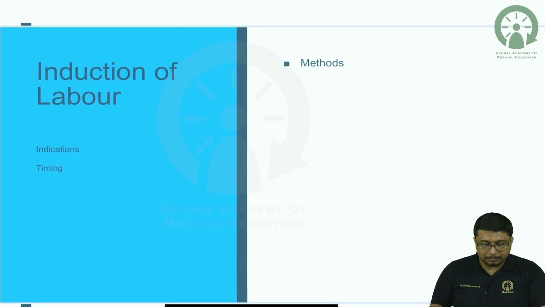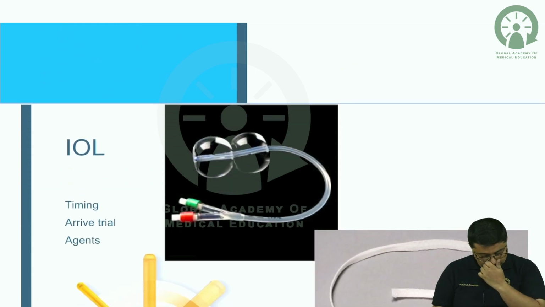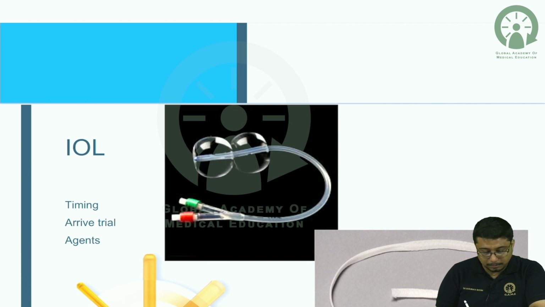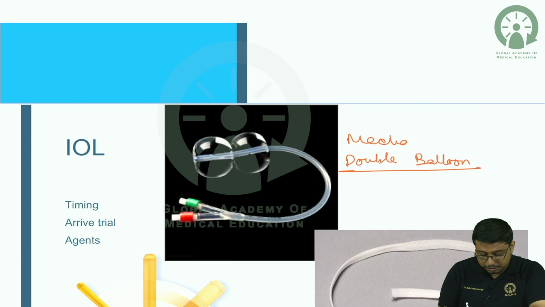Let us continue with our discussion on obstetrics. So, indication of induction of labor. What are the different induction methods? I will just show you some image-based things. This is a Foley. This is a double balloon Foley catheter. This is a double balloon induction catheter. This is a mechanical induction device.